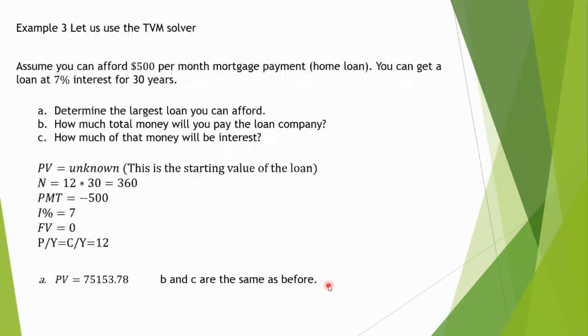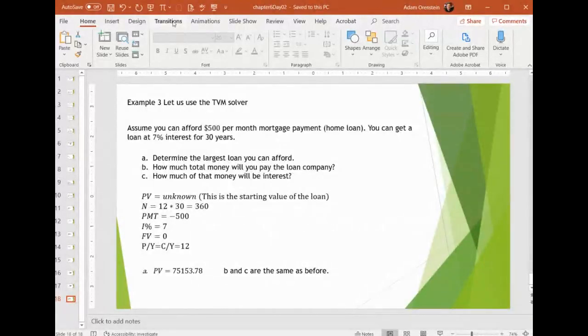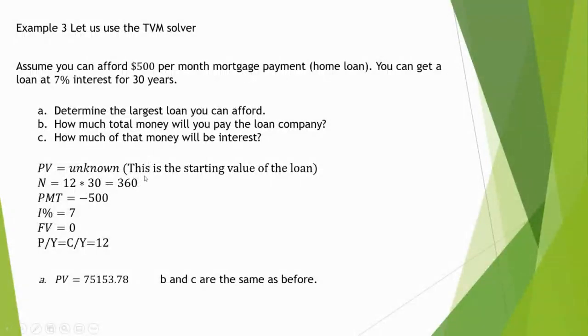Now, if we were to use the TVM solver, let me just go through that. Hopefully, you should be able to see that PV, the starting value of the loan, is unknown for us. Capital N is little n times T, which in this case is 12 times 30, which is 360. I made it negative because the money's going away from us. We're making that payment.